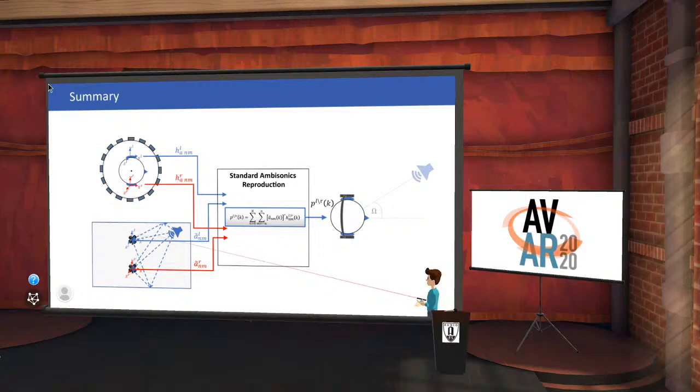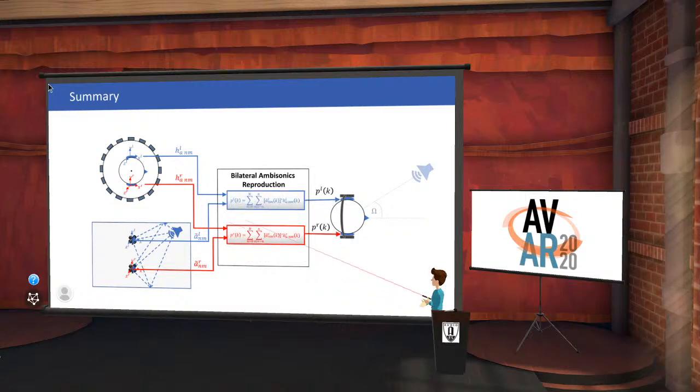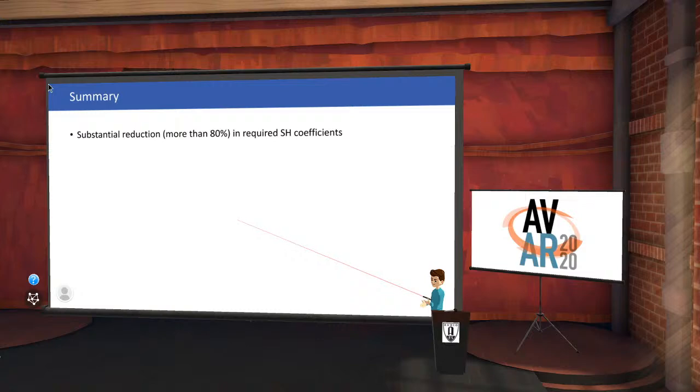And similarly for the sound field, where we can, for example, measure it using this first order microphone. So two first order microphones can produce two different ambisonic signals, and then we can compute the bilateral ambisonics reproductions separately for the left and right ear. So this is the overall process. It was shown to substantially reduce the required Spherical-Harmonics coefficients, more than 80% reduction.